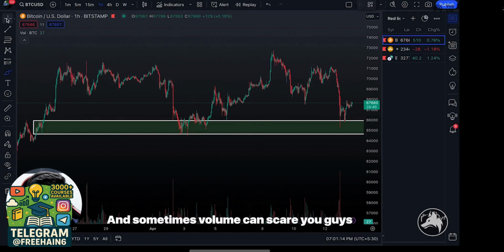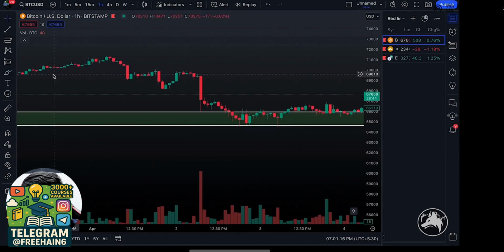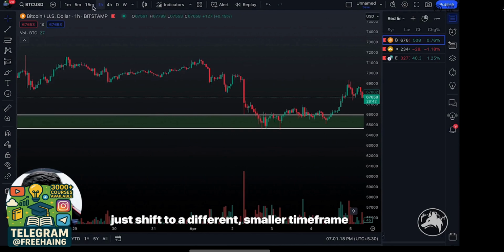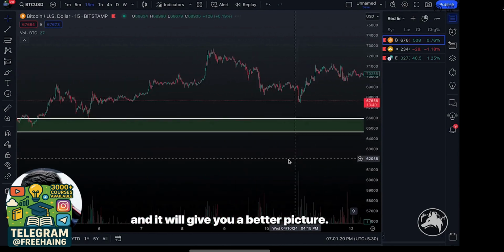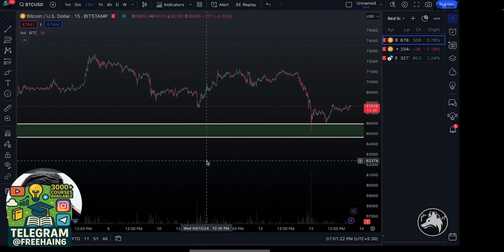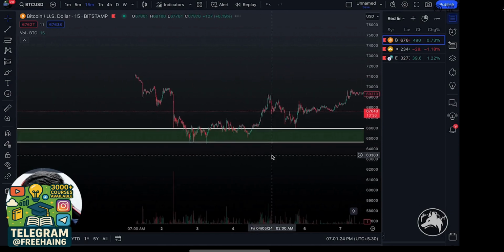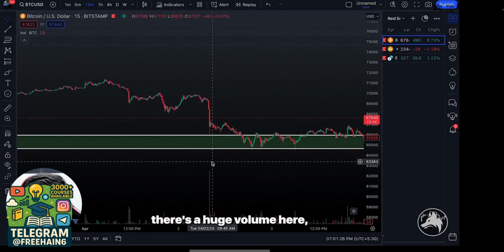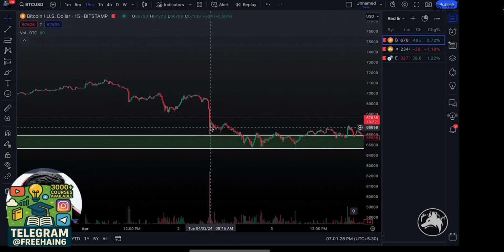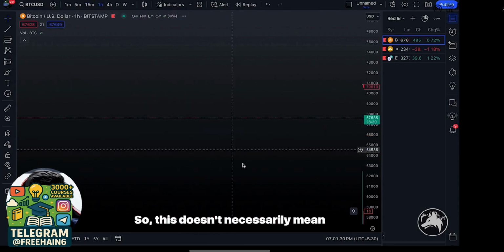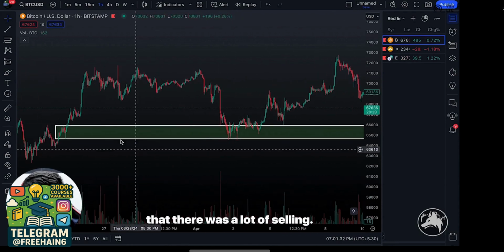And sometimes volume can scare you guys. Don't get scared of volume, just shift to a different smaller time frame and it will give you a better picture. So if you look at this, there's a huge volume here, but look at the candle. There's a wick over here. So this doesn't necessarily mean that there was a lot of selling.